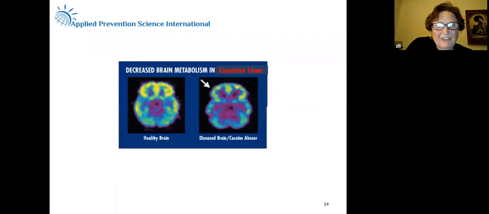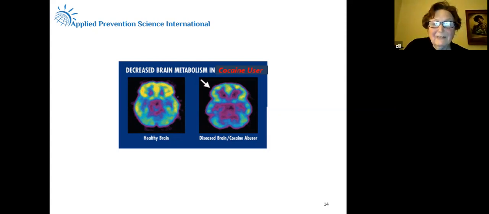I have a couple of slides just to demonstrate this. These are brain imaging slides, for a healthy brain, which is on the left, compared to the brain of a cocaine user. I don't know if you've seen these slides before. I think brain imaging was a big boon in our field to demonstrate how these chemicals, these substances, actually impact parts of the brain.